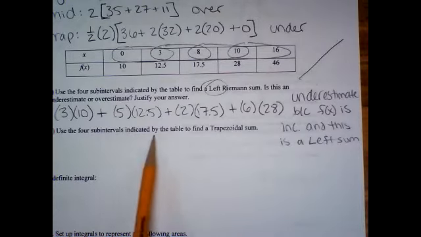And then B, use the 4 subintervals indicated by the table to do a trapezoidal sum. You have to do all 4 of them separately because the subintervals are not uniform. You're going to be okay.